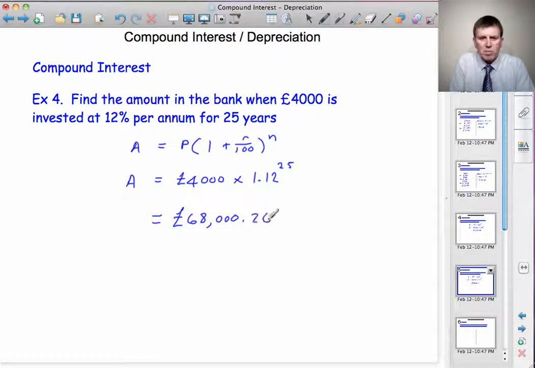68,026p. So you can see if you've got a high rate of interest and you leave money in the bank for a long time, this effect of compound interest, getting interest on the interest, can lead to staggering amounts over a long period of time. And that concludes the work on compound interest. We'll now look at depreciation.